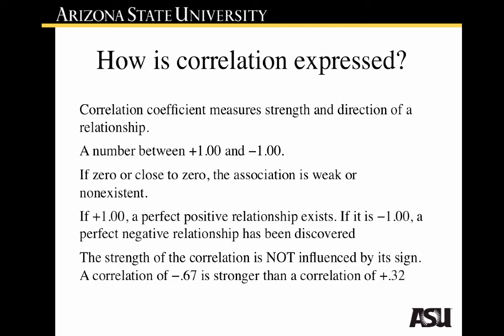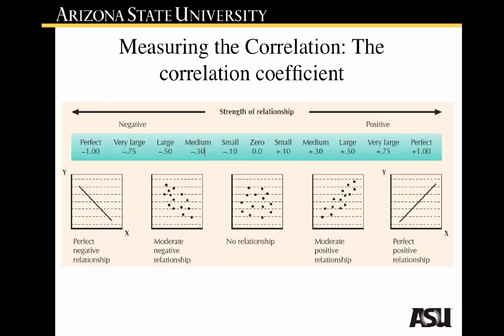Importantly, the strength of a correlation isn't influenced by its sign. So a correlation of negative 0.67 is actually stronger than a correlation of positive 0.32. That is, if there's a really strong correlation like negative 0.67, knowing something about one variable tells us about the value on another variable, where it doesn't do that quite as much with a score of 0.32.